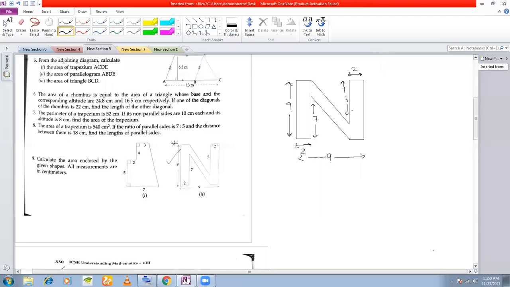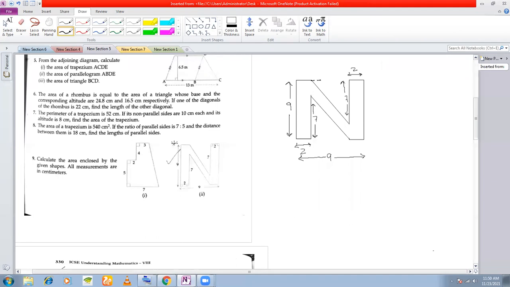Now we want to find the area of this figure. Okay, so can you tell me which is the easiest way of finding the area of this figure? Sir, we can break it into rectangles. Rectangles, okay, you can do that, but that's not the easiest way. Any other easier way?